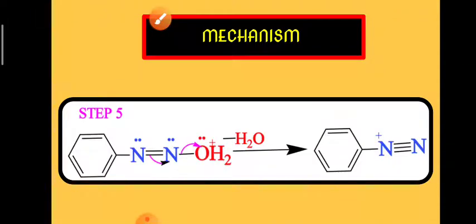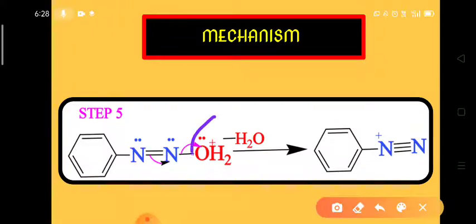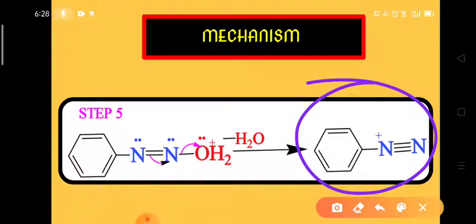In the fifth step, this newly formed oxonium ion takes the electron pair from the N-O bond and goes outside in the form of water. As a result, we get this species. Here, this species is called the benzene diazonium ion.